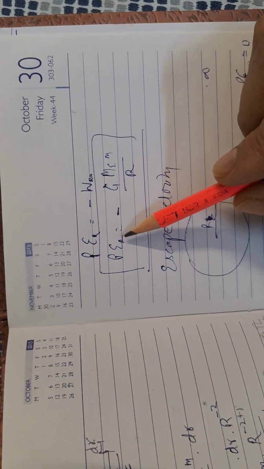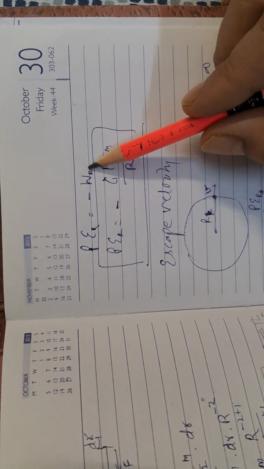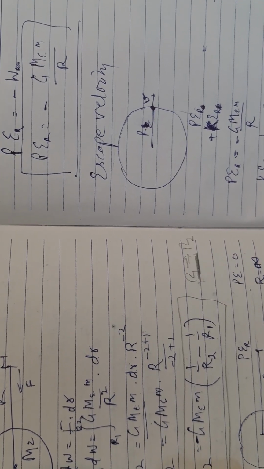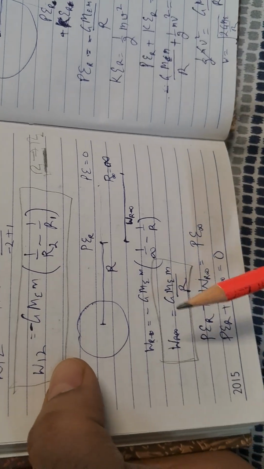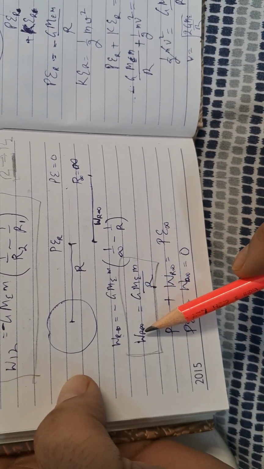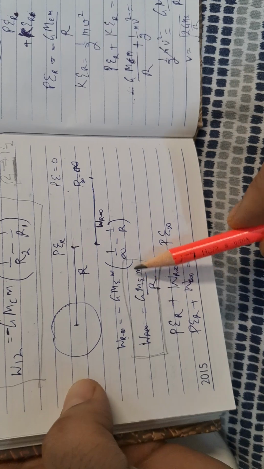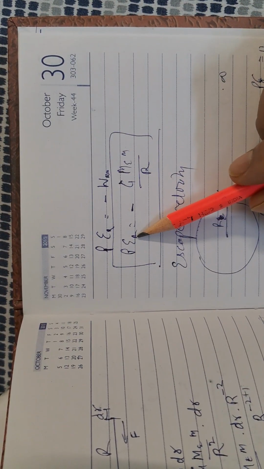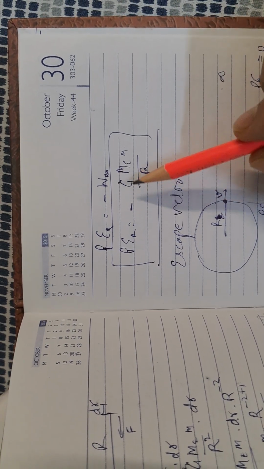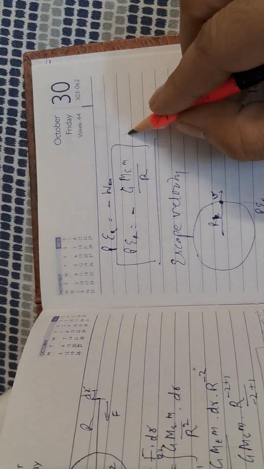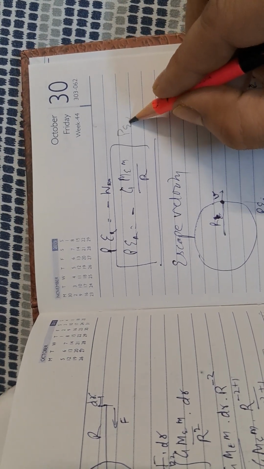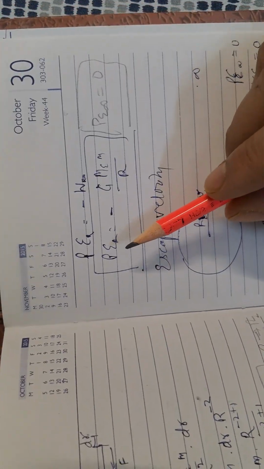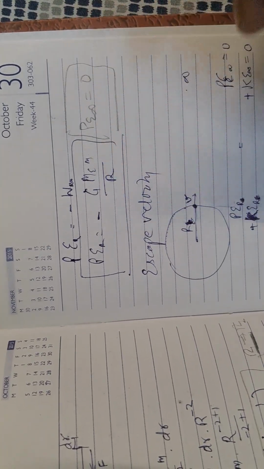So potential energy at r will be minus the work done from r to infinity, which we have calculated. This is GMm upon r. So putting this in this, the potential energy at distance r from the center of earth will be minus GMm upon r, and if we suppose potential energy at infinity is 0, the potential energy at distance r from the center of mass will be minus GMm upon r.